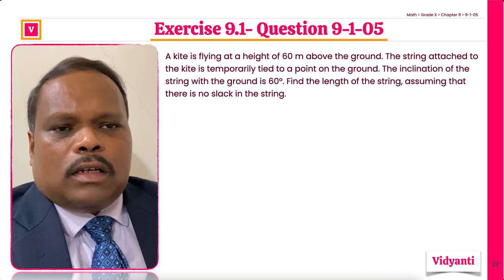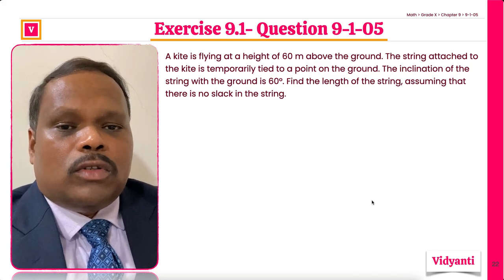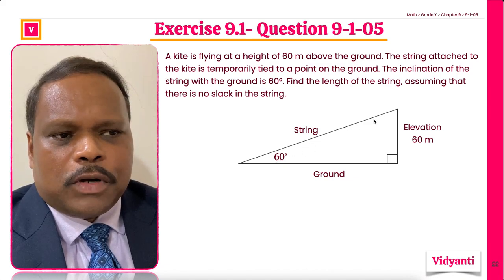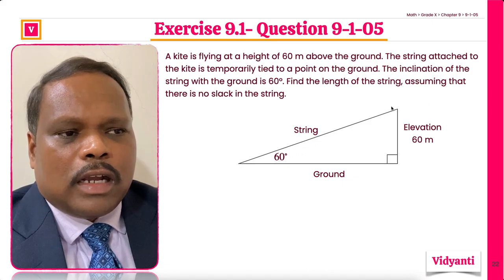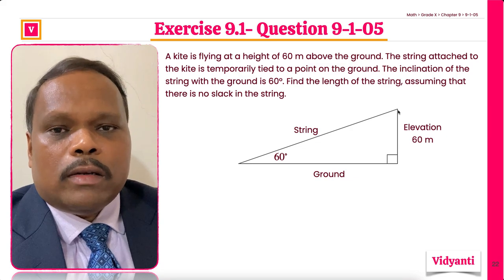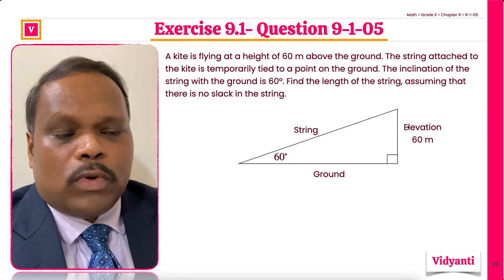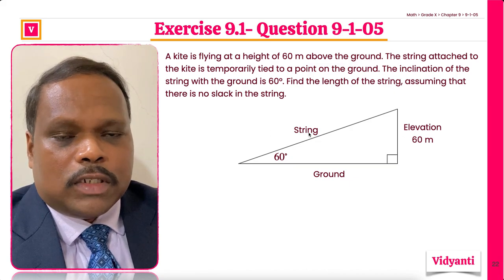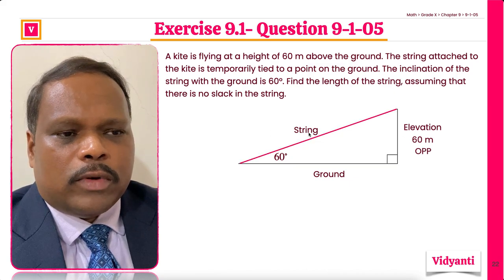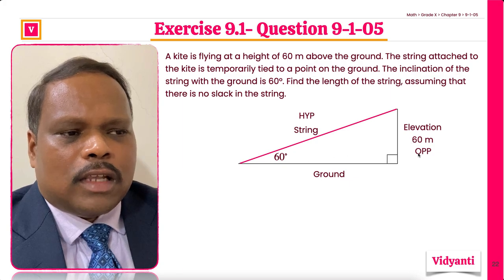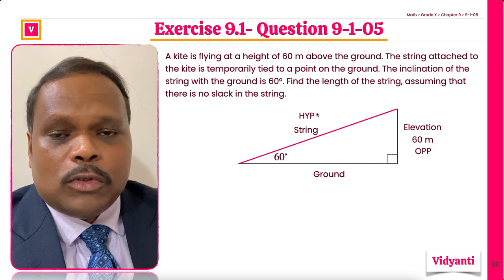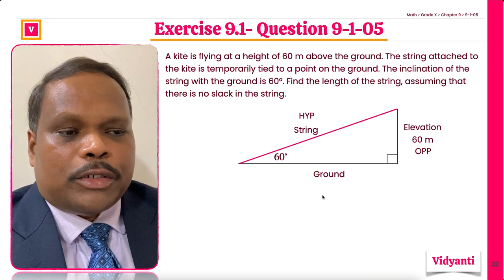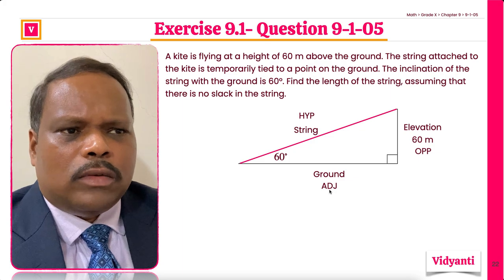A kite is flying at a height of 60 meters above the ground. So let's see, the kite is somewhere here. This is the string, the person is standing here. The kite is at 60 meters from the ground, so the vertical distance, elevation, is 60 meters. We are supposed to find out the string, which is the hypotenuse, this particular one. So for this 60 degree angle, this is opposite, this is hypotenuse. We are trying to correlate opposite with hypotenuse, so we'll use the sine trigonometric ratio. Adjacent, we are not even interested.